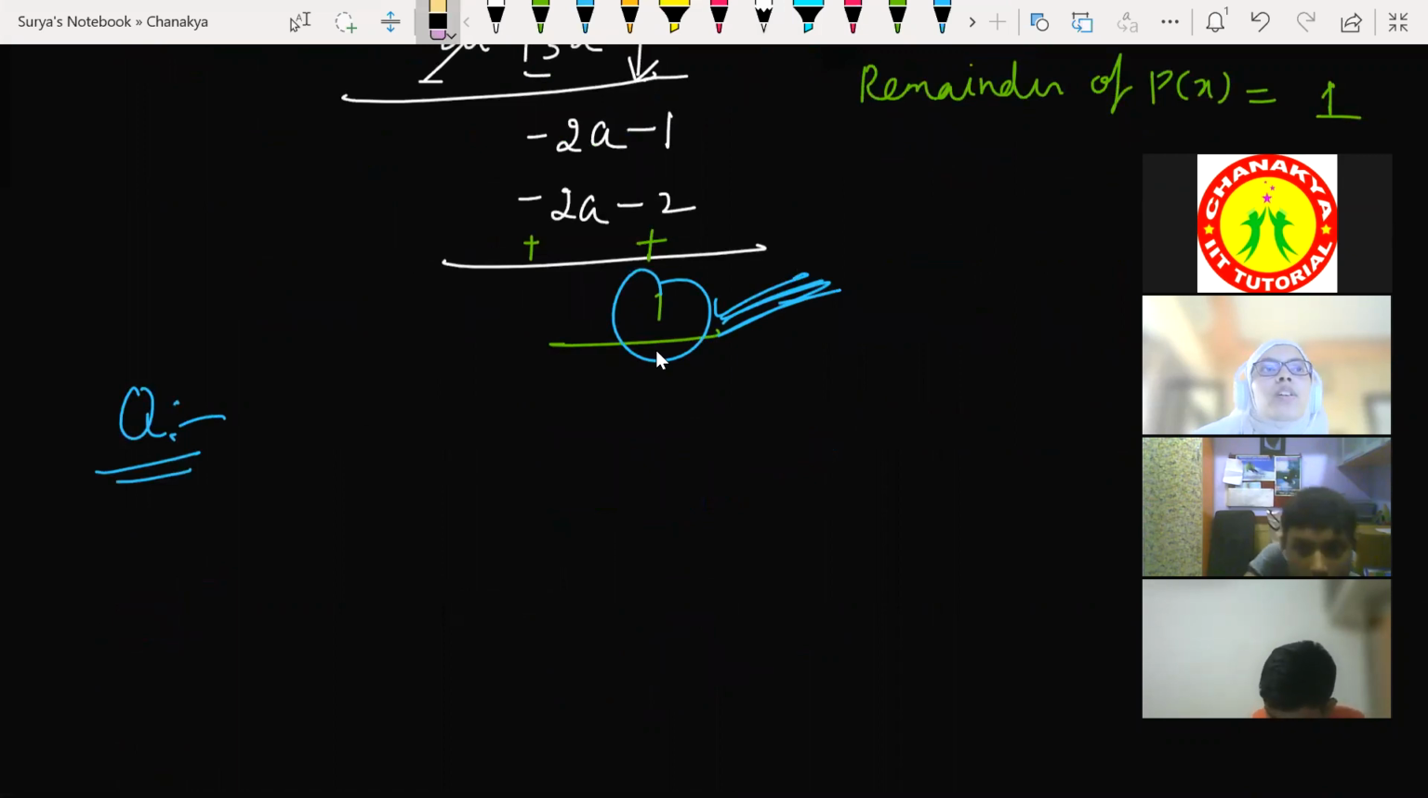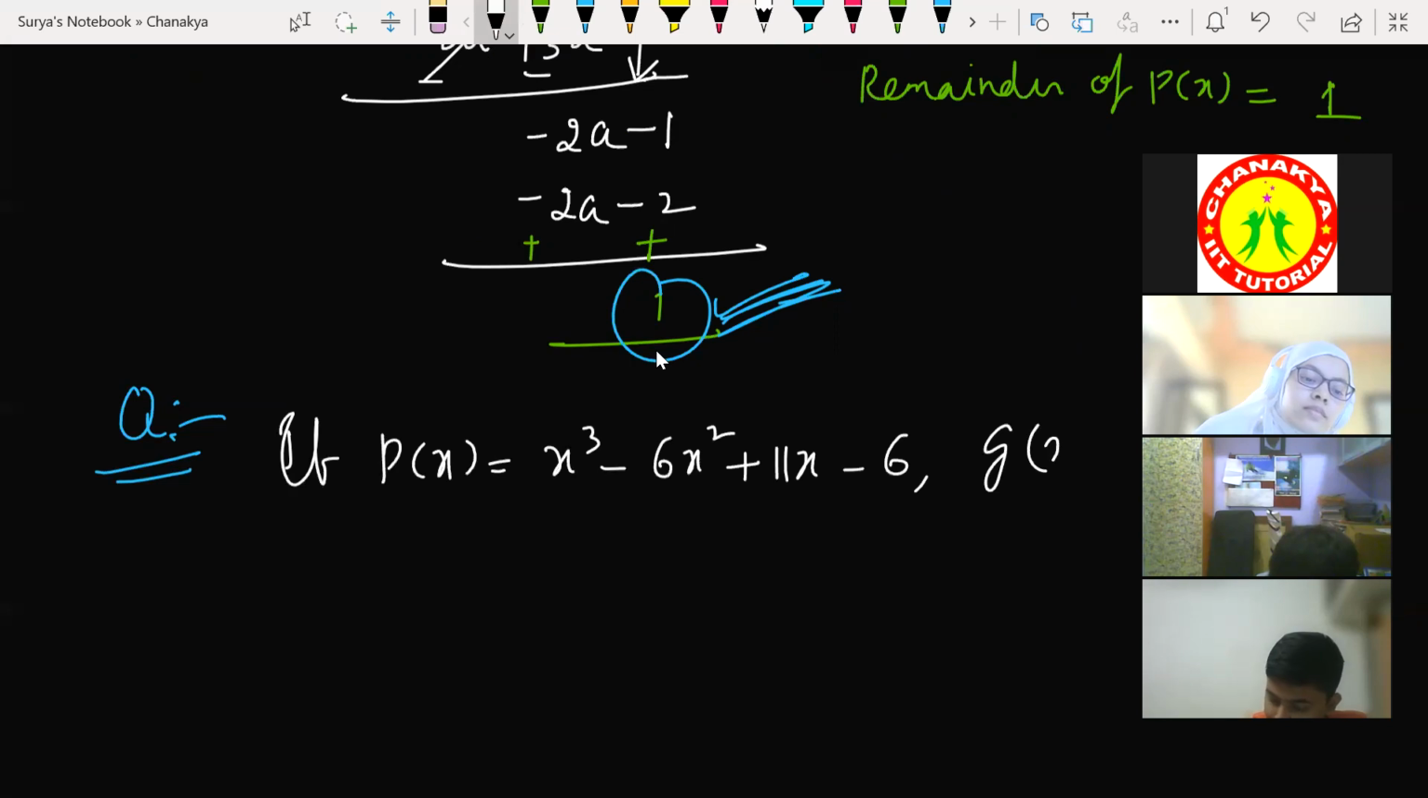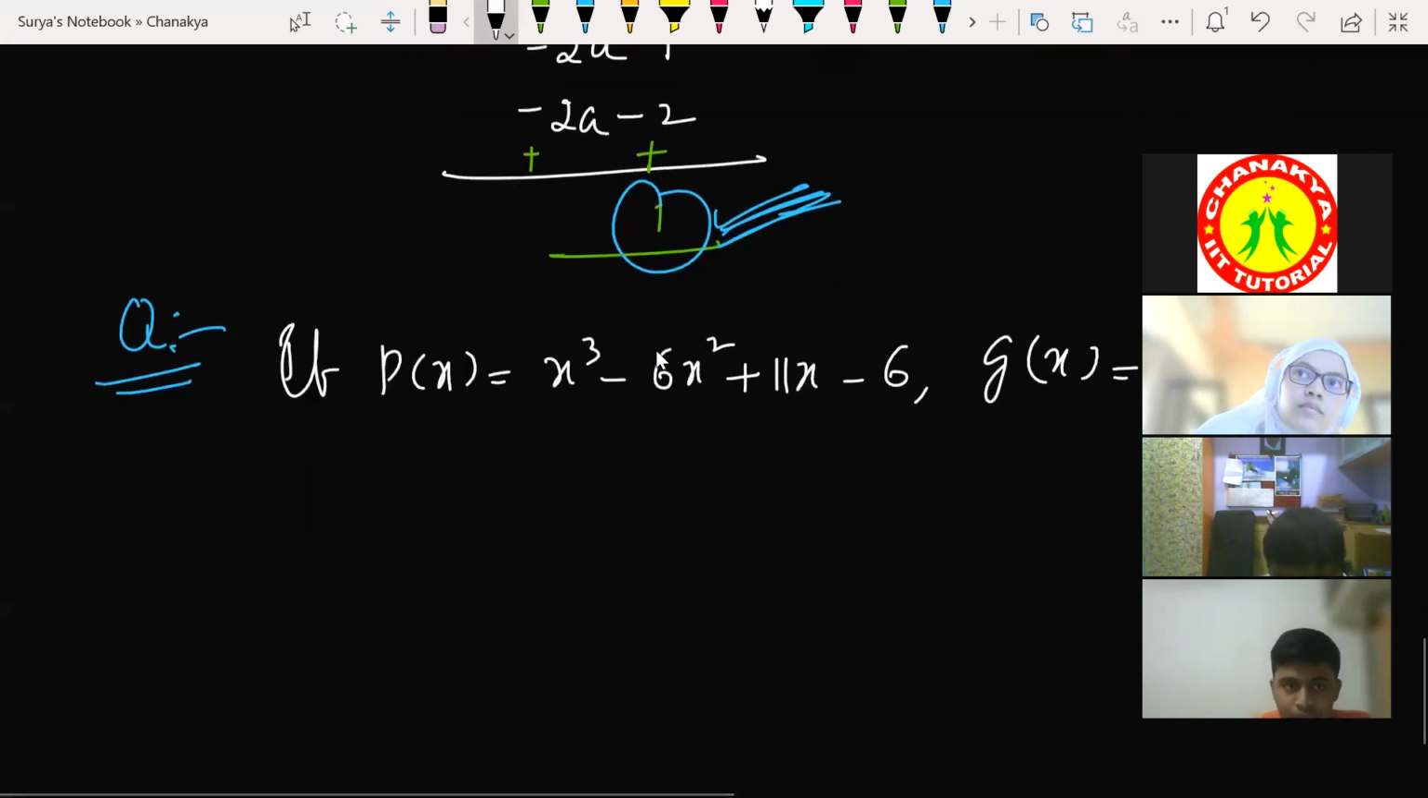So I'll give one more question here. If my p of x is equal to x cube minus 6x square plus 11x minus 6, and if my g of x is x square plus x plus 1, then divide these two.